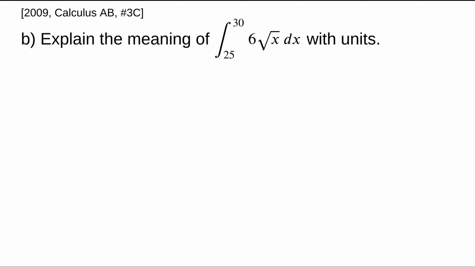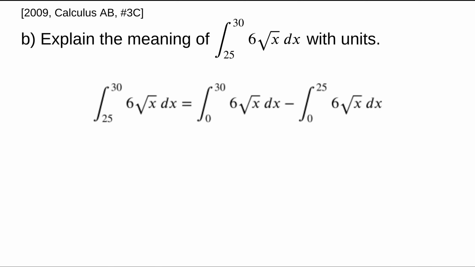The way we want to think of this one is to think of this like a properties of integrals problem. This integral from 25 to 30 of 6 square root x dx is equal to the integral from 0 to 30 of 6 square root x dx minus the integral from 0 to 25 of 6 square root x dx. That's just a property of integrals.